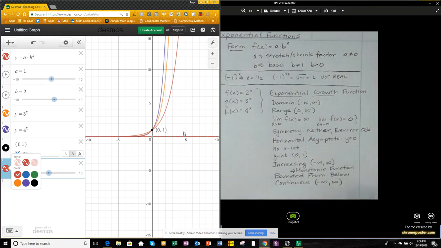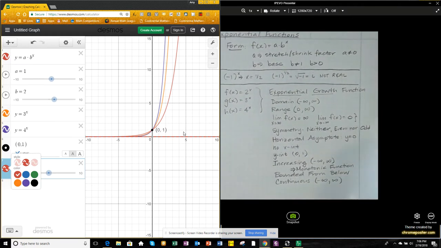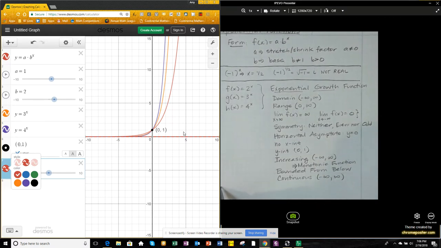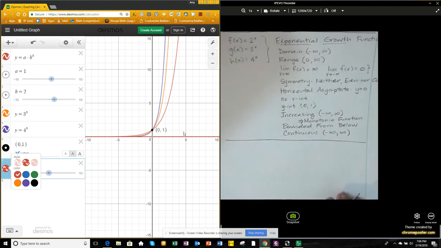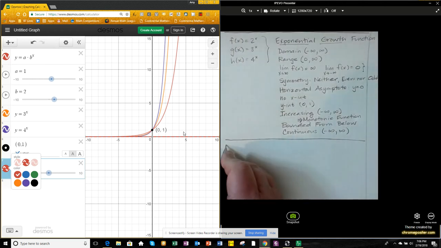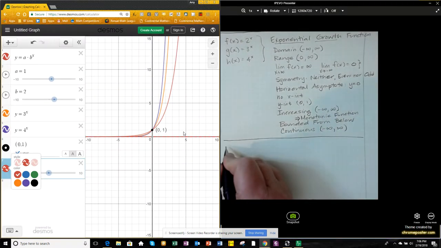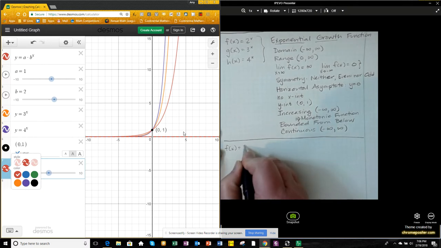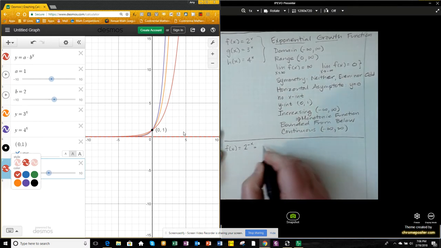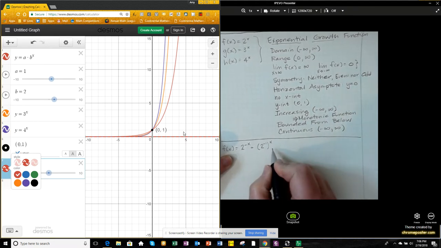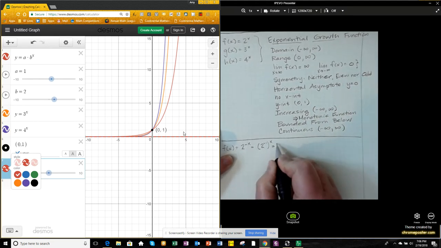All right. Well, now these are exponential growth functions. But what about something called an exponential decay? Well, what happens if I make that exponent negative? Let's say instead of f of x equals 2 to the x, I say that f of x is equal to 2 to the negative x, which is equal to 2 to the negative 1 to the x. I could use the properties of exponents and make that change. And that 2 to the negative 1 is equal to 1 half to the x.